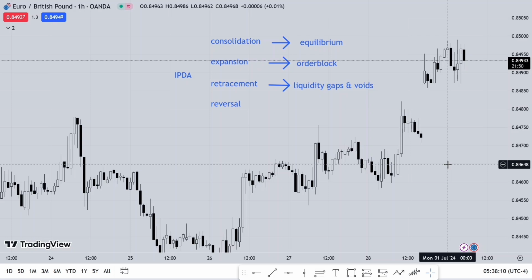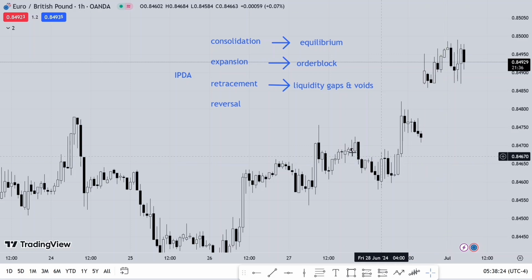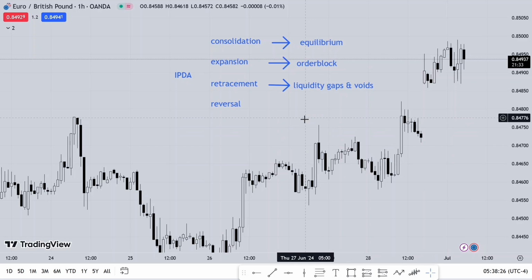And because the fingerprint of this algorithm cannot be hidden by people that know its existence, it is easy to understand what it is likely to do next. Not always. You cannot always be sure. But this is why we always use a stop order while trading.